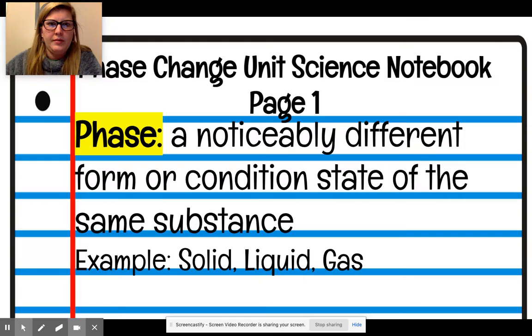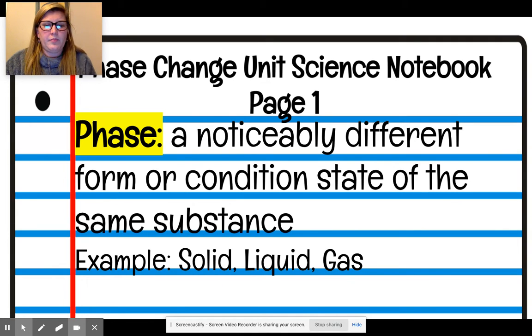And one thing I want to go over real quick, in the next section you will see examples of this. But if you have your science notebook ready, after I read this definition, pause the video to add this in as page 1. A phase is a noticeably different form or condition state of the same substance. And you already have some examples listed on there for you. Solids, liquids, and gases are all examples of a phase. I'll say that again: a noticeably different form or condition state of the same substance.